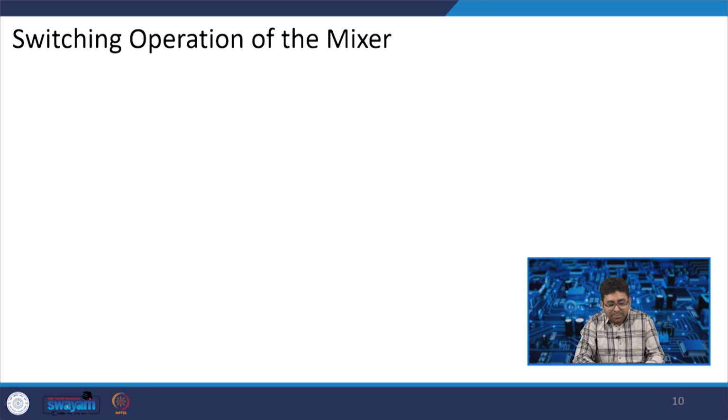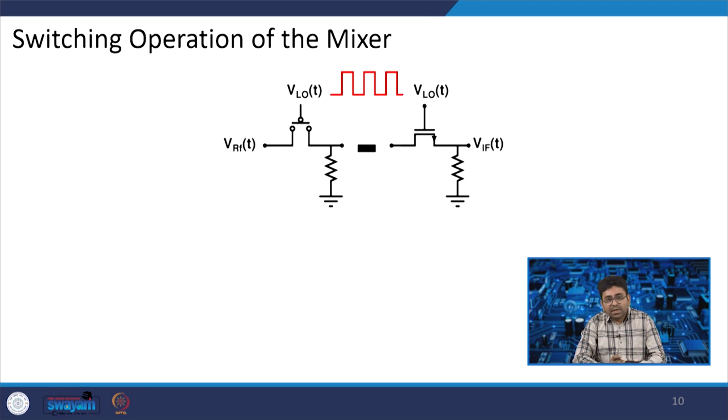Switching operation of the mixer. Now, we have seen square law devices, and how, being a non-linear device, they can be used as a mixer. Now, if we implement a switch, this is the VRF(t) input, this is the VLO(t), a square wave applied, and this is a resistor. This switch can be replaced with a MOSFET.